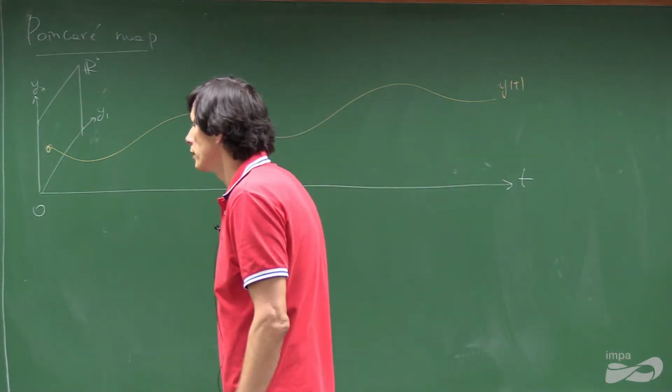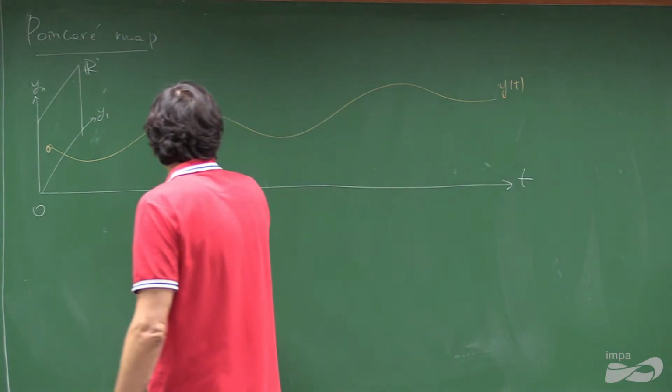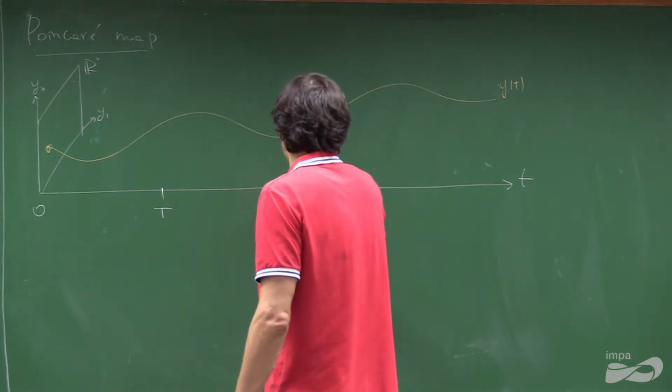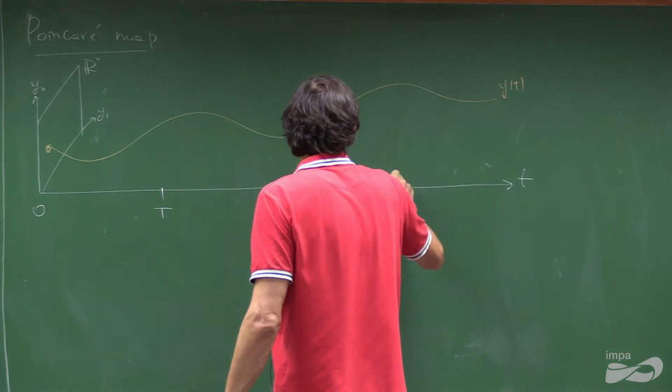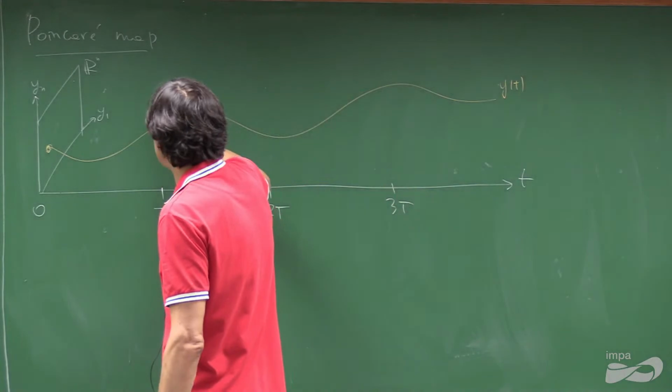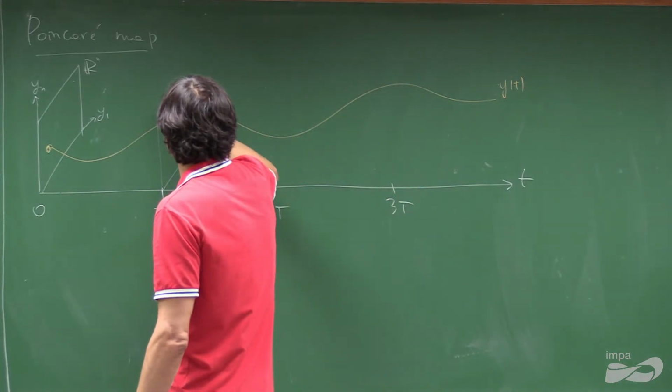Now let's take into account that the system is periodic. So there is 1 period, 2 periods, 3 periods, and so on. So let's see where the solution is at each period.